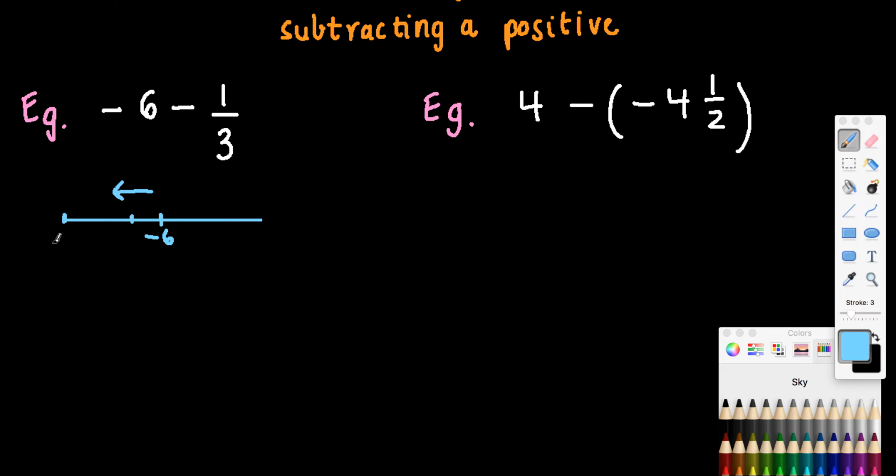Say -7 was there. Oops, that's meant to be a -7. I'm taking away a third. So I'm actually just moving a third to the left on the number line. So I'm just going to have -6 and a third. So I don't really need to do any additional calculations there.